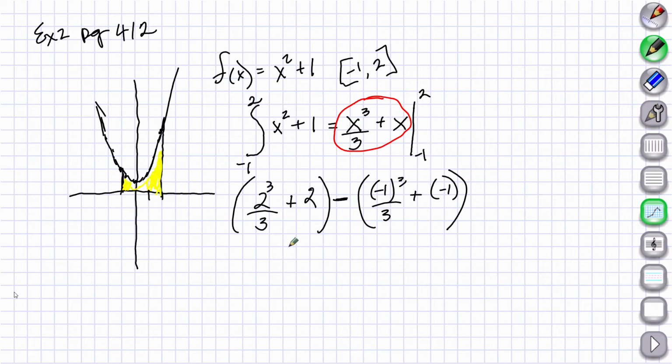under this curve. Let's see if it works. 8/3 plus 2 minus, this would be a negative 1/3. But we're going to distribute this minus sign to it, so it will actually come out a positive 1/3. And this would give me a positive 1.